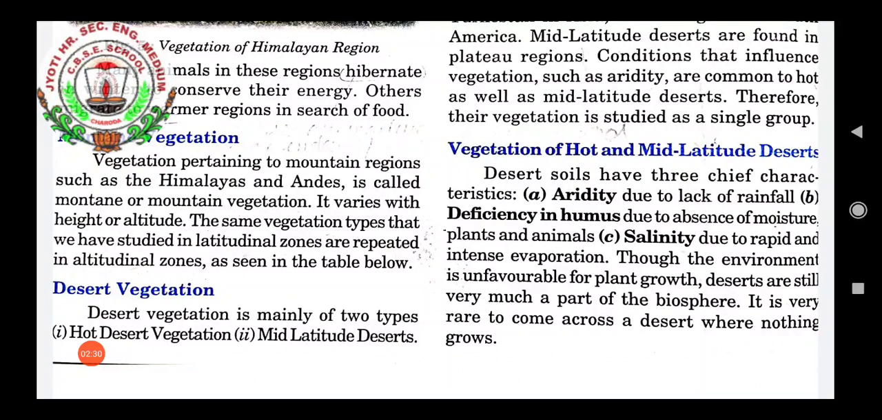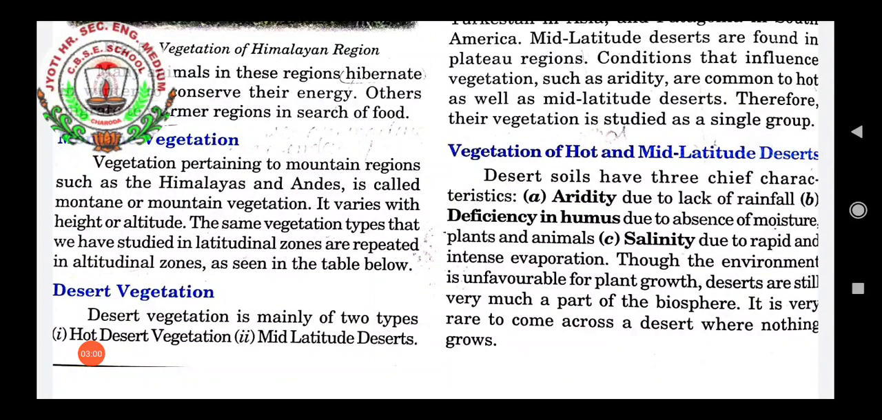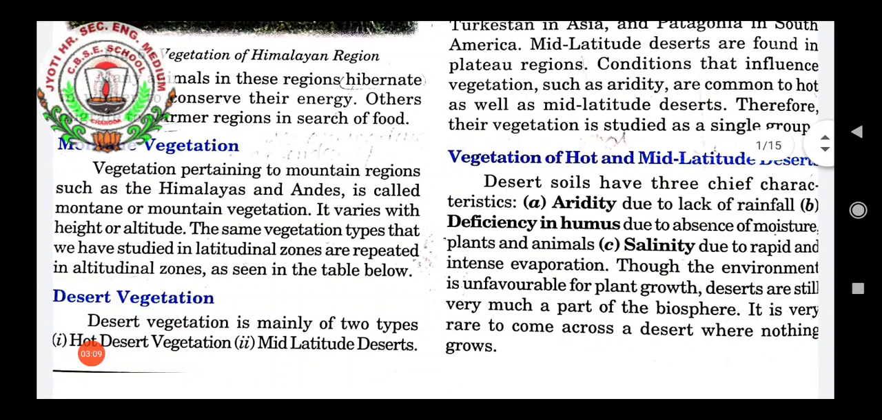Second is deficiency in humus. Humus means that portion of soil that is caused by decay of animal or vegetable matter. As there is lack of rainfall, there is deficiency in humus, because of the absence of moisture, plants and animals. Third is salinity. The meaning of salinity is the quality of being saline. Due to the rapid and intense evaporation, as the temperature is very hot there, salinity is there.